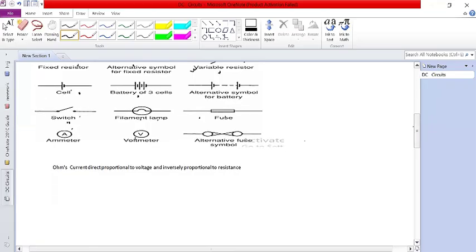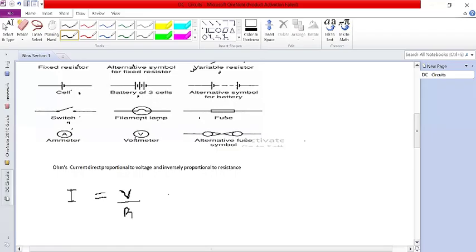From there, let's define Ohm's law. Ohm's law states that current is directly proportional to voltage and inversely proportional to resistance. So if we were to write this as a formula, we're saying that current, capital letter I, is directly proportional to voltage V and inversely proportional to resistance R. You are expected to be able to define Ohm's law either by using a formula or by simply stating that current is directly proportional to voltage and inversely proportional to resistance.